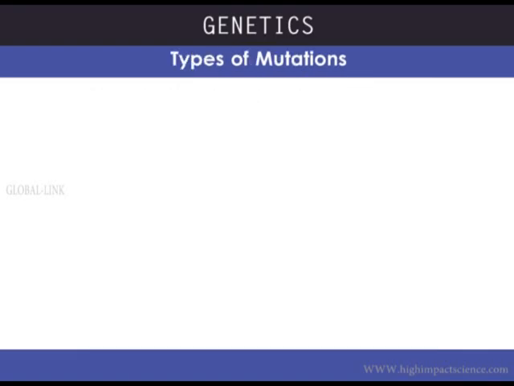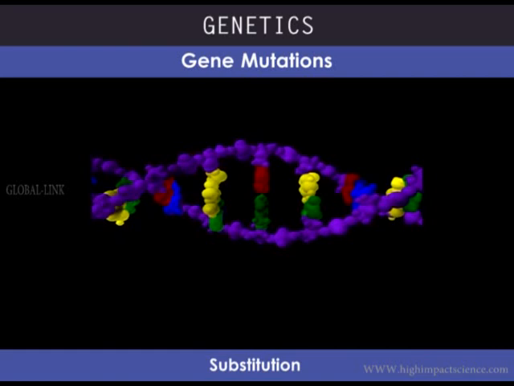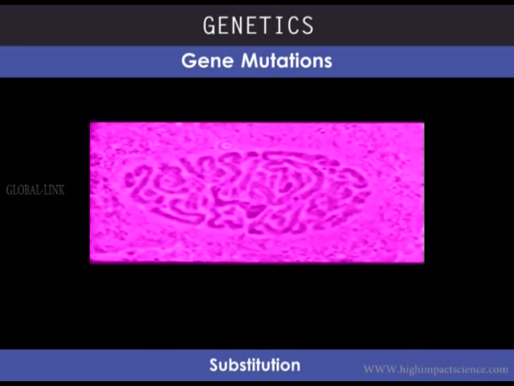Mutations are broadly classified into two: gene mutations and chromosomal mutations. Gene mutations involve a change in the base sequence of a gene. These gene mutations can happen through substitution, insertion, or deletion. Occasionally, during replication, in spite of all the proofreading and corrections, a mismatched base pair in one of the chromosomes can happen. For example, adenine pairing with the cytosine base goes unnoticed and the cell proceeds with either mitosis or meiosis.